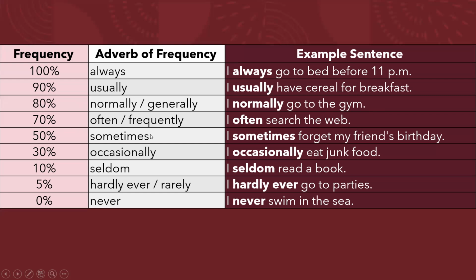50%, sometimes. I sometimes forget my friend's birthday. 30%, occasionally. I occasionally eat junk food. 10%, seldom. I seldom read a book. 5%, hardly ever or rarely. I hardly ever go to parties. 0%, never. I never swim in the sea.